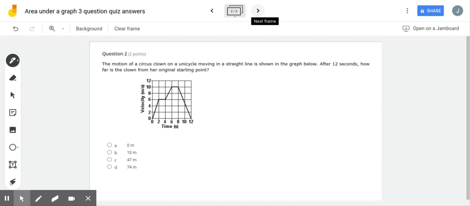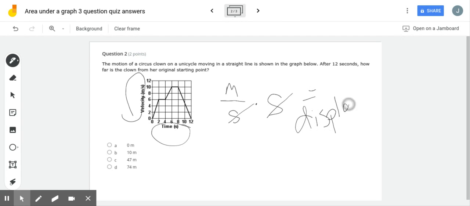The next one, the circus clown that moves on a unicycle in a straight line. The motion is shown in the graph below. You need to see that this motion is velocity time. After 12 seconds, how far is the clown from her original starting point? So area under the graph, that was the name of the quiz, so you figured it out. But anyway, velocity is meters per second, right? Multiplied, because area is, we're multiplying the height and the width times seconds. So we're just confirming, okay, area under velocity time gives us position, gives us displacement.